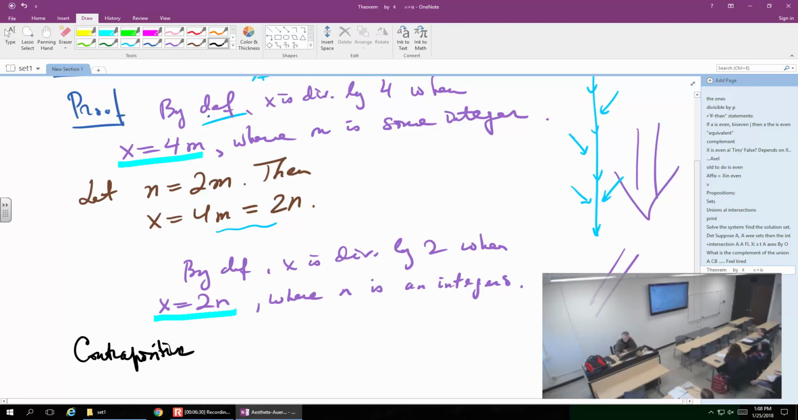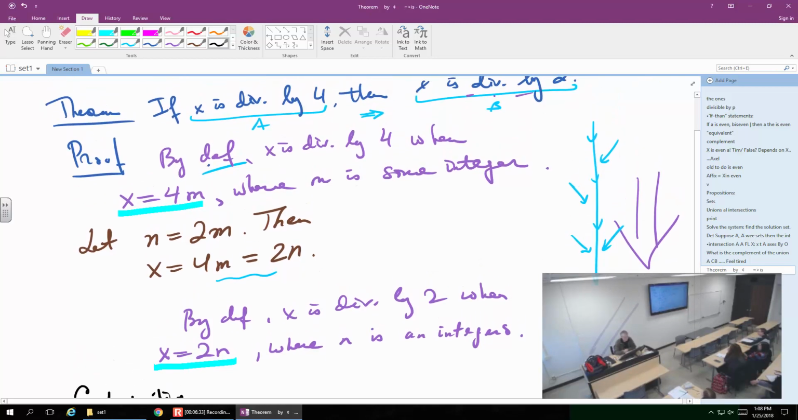What's the contrapositive here? If it's not divisible by 2, then it's not divisible by 4. Right. So if x is not divisible by 2, then x is not divisible by 4. Okay? Negate, turn the implication around.